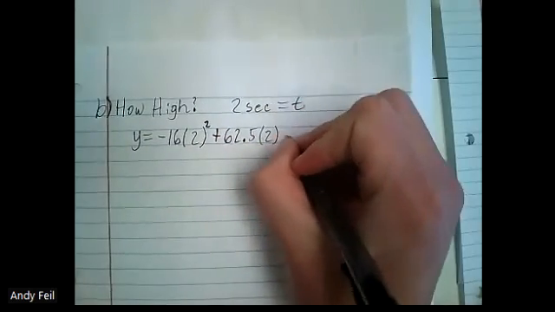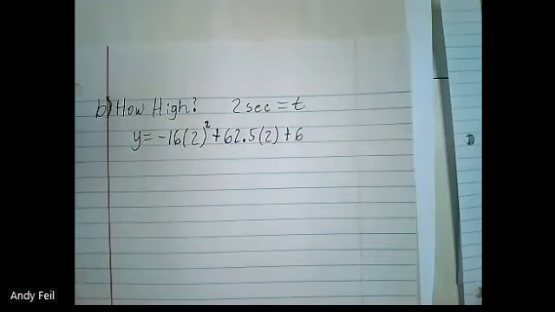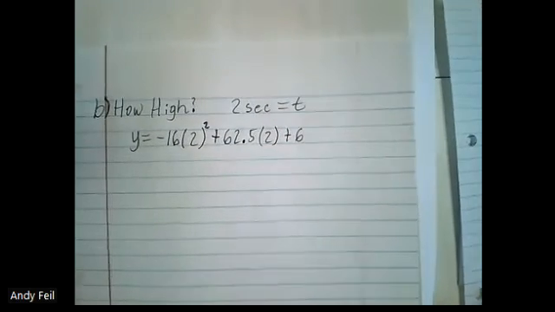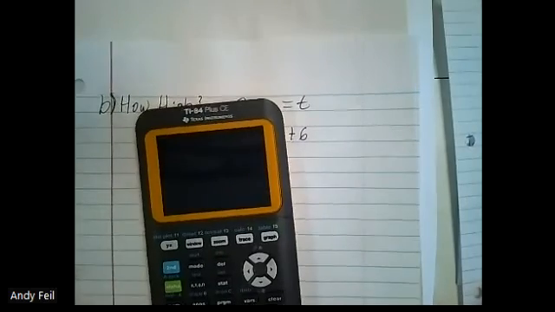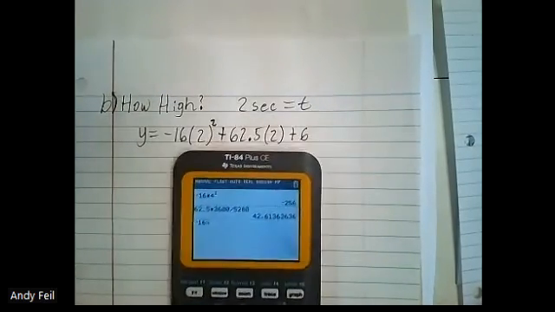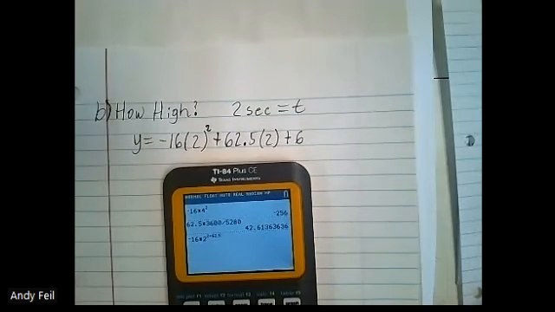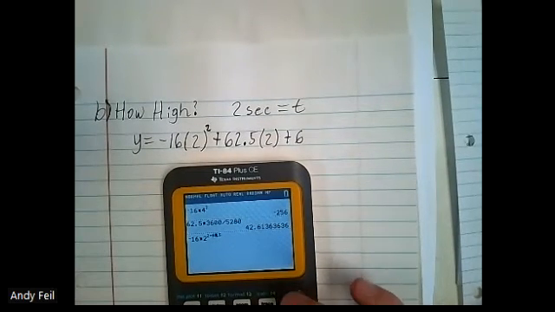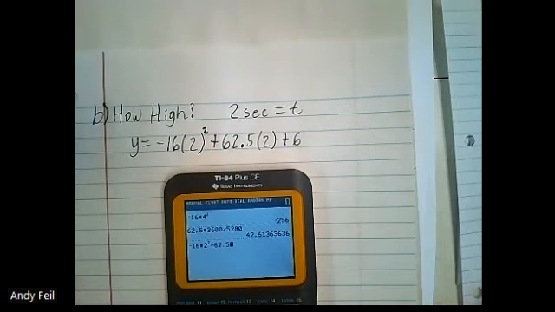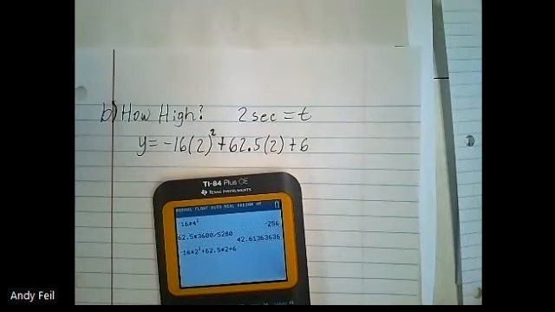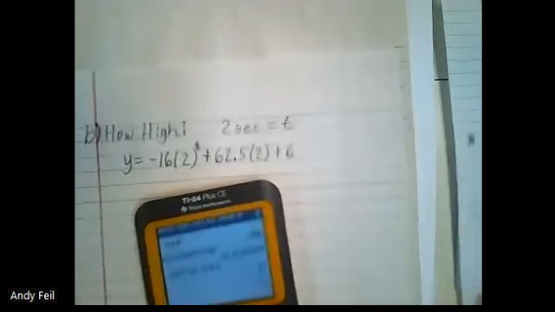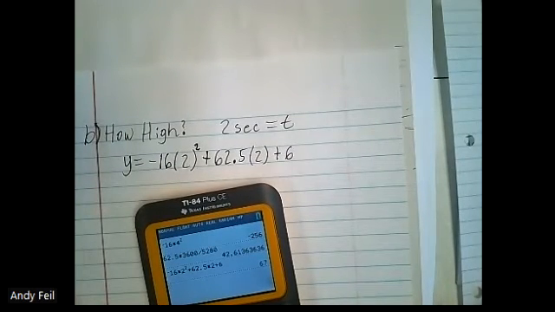Times 2 plus 6. Can we just punch that in the calculator? Yeah. -16 times 2 raised to the 2 plus 62.5. Oop, I messed up. I did too. Plus 62.5 times 2 plus 6. And that gives me 67 feet. That's high for a second.